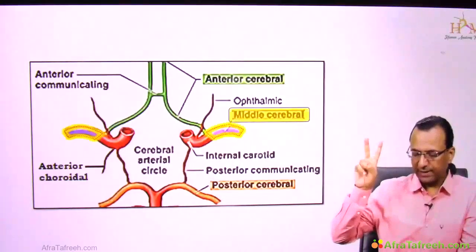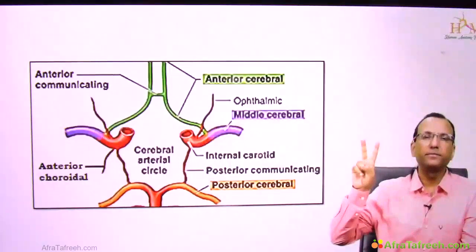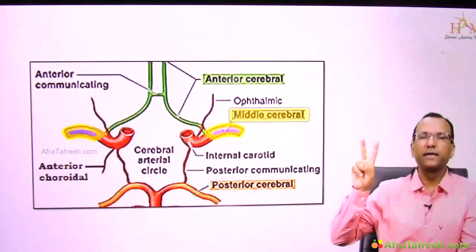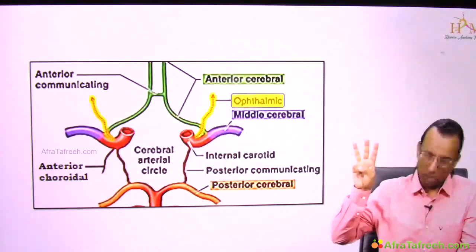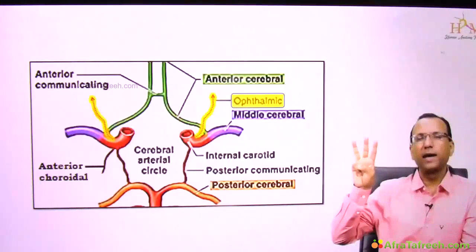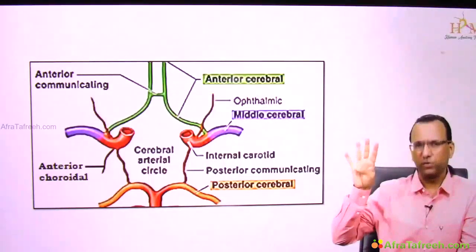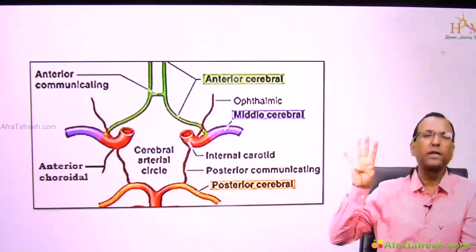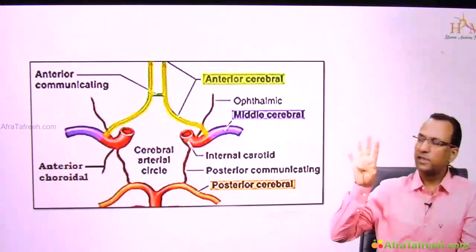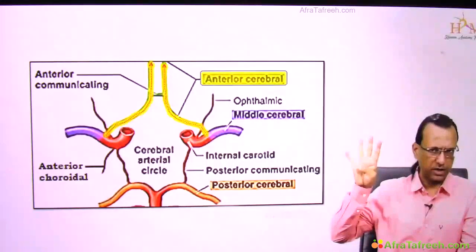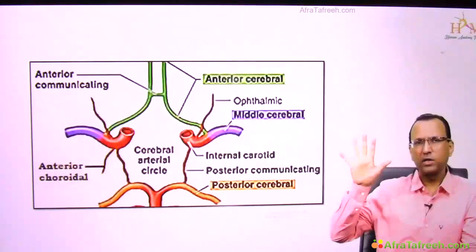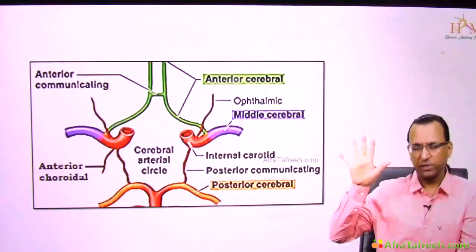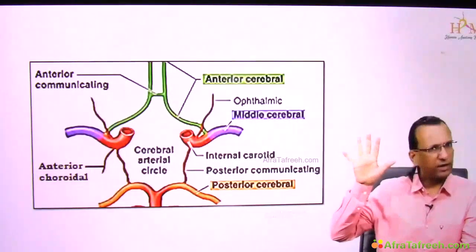Number 2, it is the middle cerebral artery going to the lateral sulcus of brain. And number 3, it is the ophthalmic artery. Where is it going? Into the orbit, supplying the eyeball. Number 4, it is the anterior cerebral artery supplying the anterior cerebrum. Yes. And number 5, posteriorly going anterior choroidal artery. So you are telling anterior choroidal artery, 5 branches of internal carotid artery.